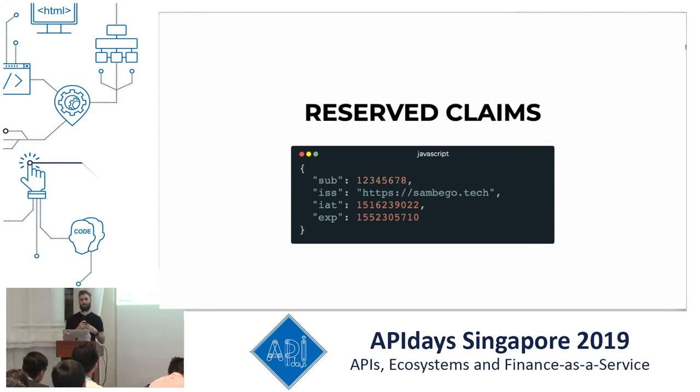There's a bunch of different claims, and the first one are reserved claims. These are claims which are defined in the spec of the JSON Web Token, like the subject, the issuer, the issue date and time, and the expiry date.